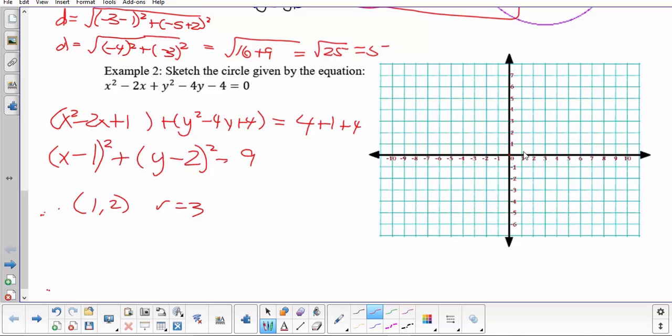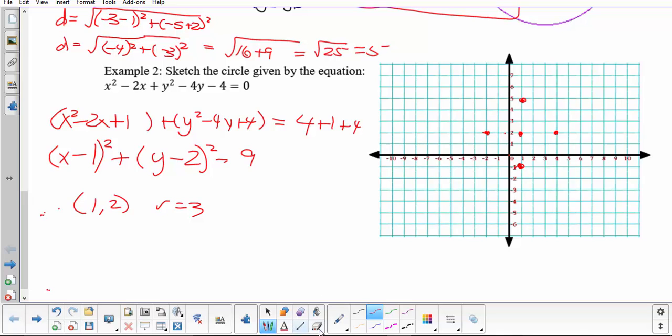So I'm going to try to graph this, but it's really tough for me to graph on this with my problems with writing, so bear with me. My center is at (1, 2). And then from there, I'm going to go 3 in each direction. 1, 2, 3. 1, 2, 3.